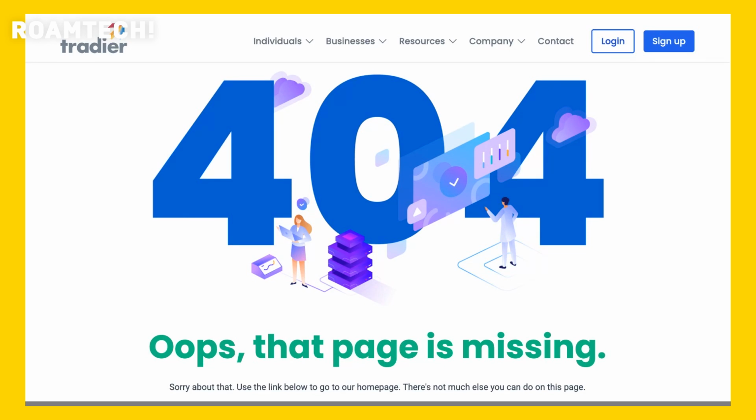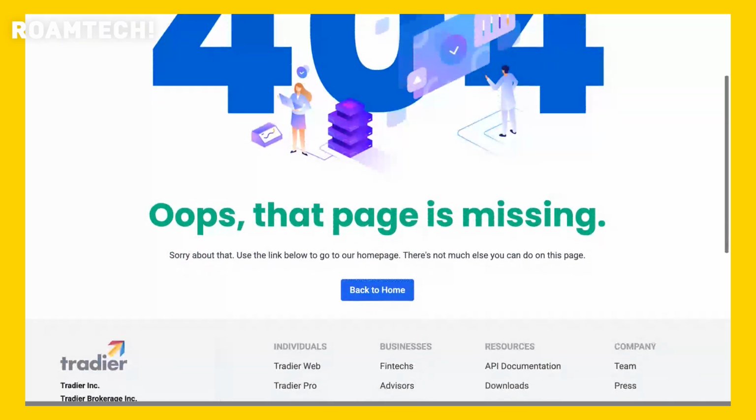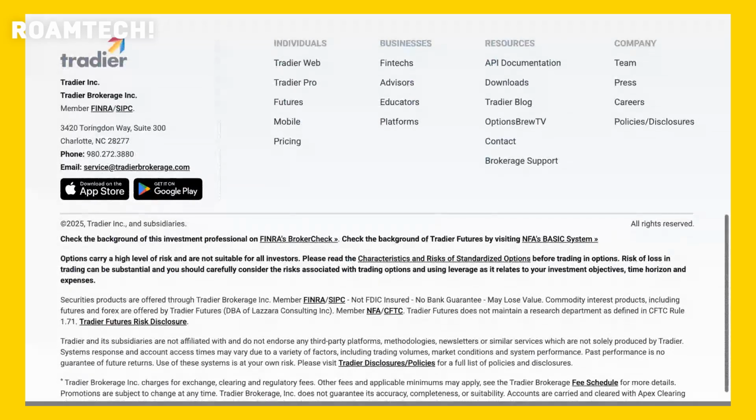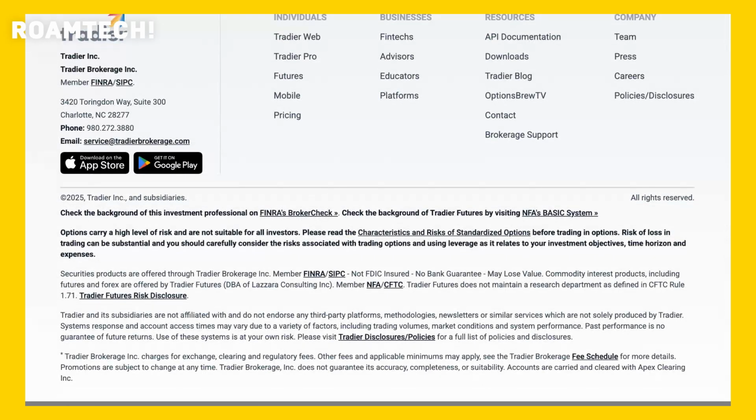Key features include market data access, order execution, and account management functionalities. Their website provides details on API documentation, pricing, and various integrations. Tradier boasts competitive pricing, emphasizing transparency with no hidden fees.